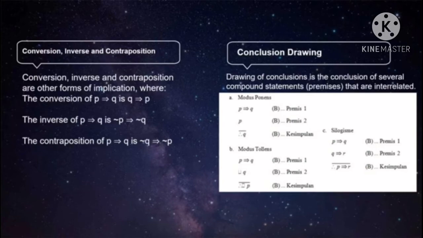And number 12, conclusion drawing in mathematical logic. Drawing of conclusion is the conclusion of several compound statements or premises that are interrelated. Drawing conclusions consists of several ways, namely A, modus ponens, you can see on the screen, and B, modus tollens.